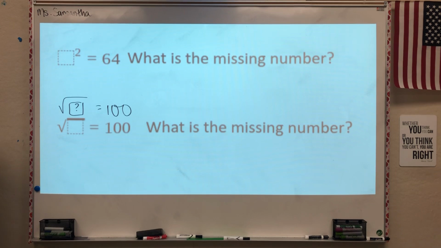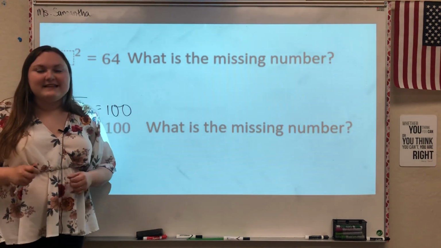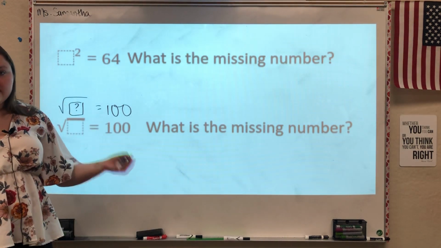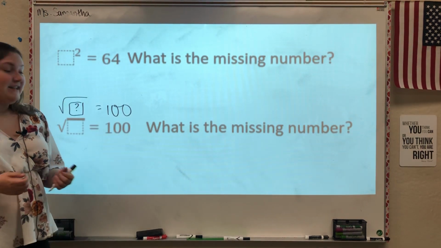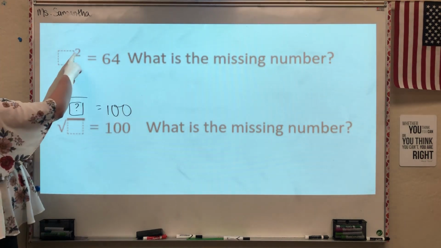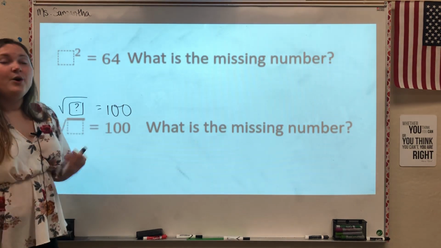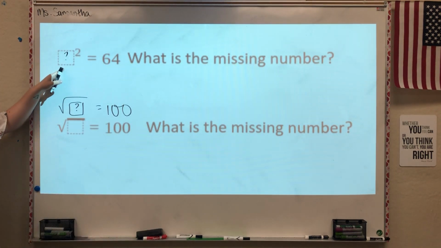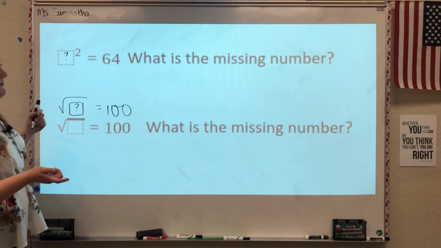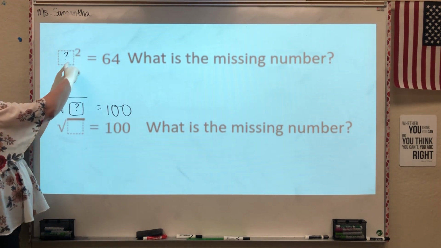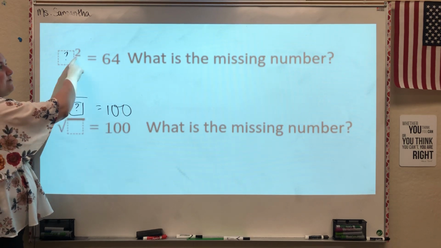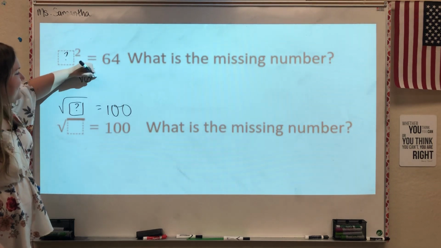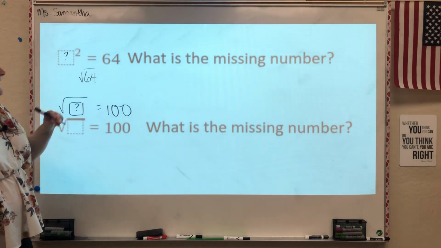All right. The part of the lesson that this is focusing in on is the idea that exponents and square roots are opposites. Specifically, square rooting and squaring numbers are opposites. What I mean by that is if you are struggling to figure out what number goes here, you can instead do the opposite. So instead of thinking of what number squared equals 64, I can do the opposite of squaring, which is square rooting, and I can take the square root of this number to get my answer.